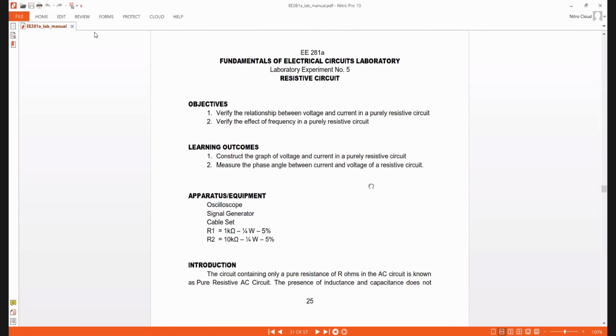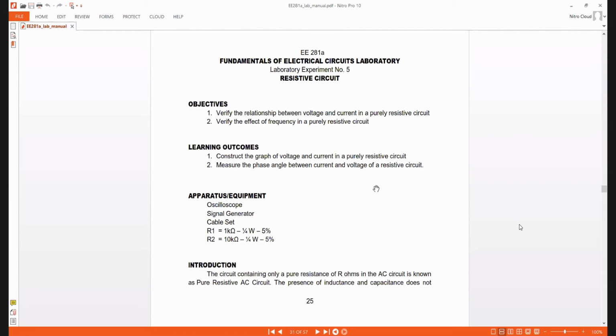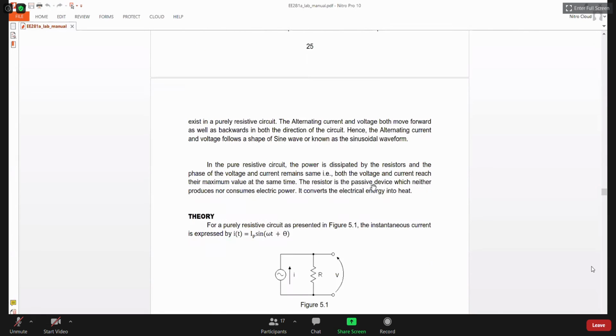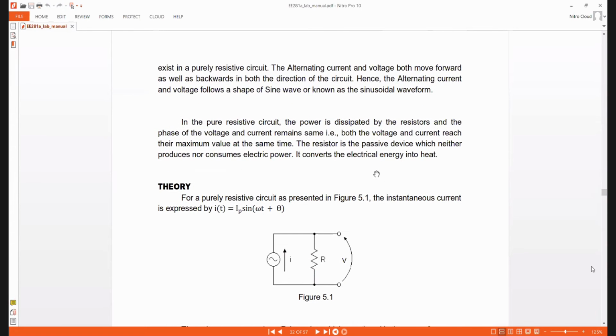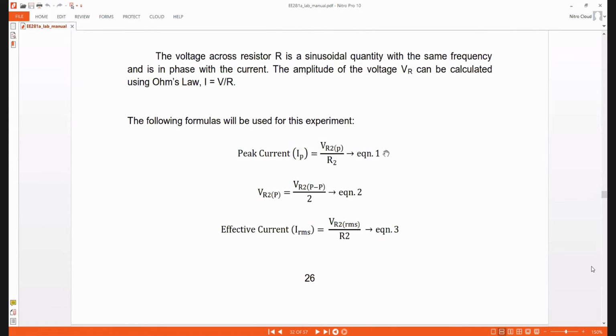This is page 1 for experiment number 5. So just please take a screenshot for all of the pages. So this is page 1, and this is part 1 of page 2, half of page 2. Okay, and this is the other half of page 2, this one.